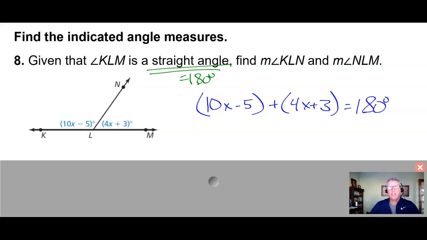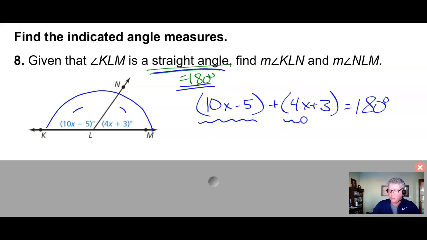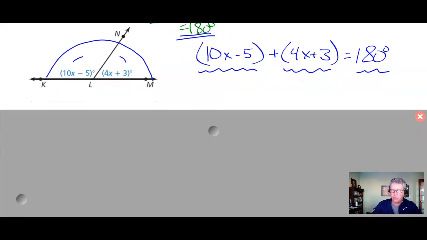All right, so this is where the vocabulary comes into play. It's pretty obvious that this is the little angle, this is the little angle, and this is the big angle. Please associate a straight line with 180 degrees. It is called a straight angle, so we want to think about that being 180 degrees. This should look familiar. This plus this equals this. That was our warm-up. We've already solved that for x, so you can go back and check that.